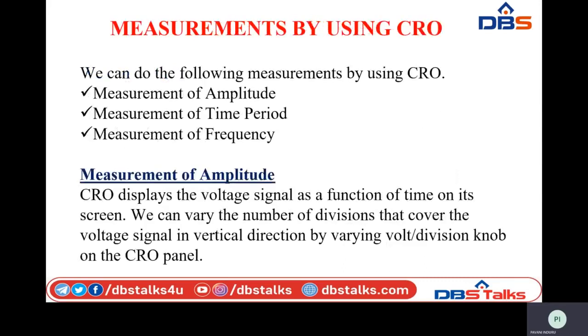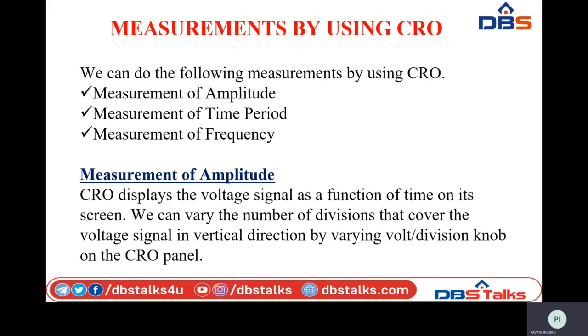And then we are going to find the measurements by using the cathode ray oscilloscope. It is possible to determine amplitude, time period, and frequency with the help of the cathode ray oscilloscope. Let us discuss the procedure, how we are going to do that. First, measurement of amplitude. We know that the CRO is able to display the voltage signal as a function of time.